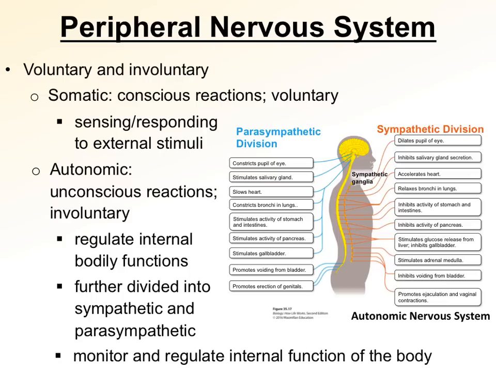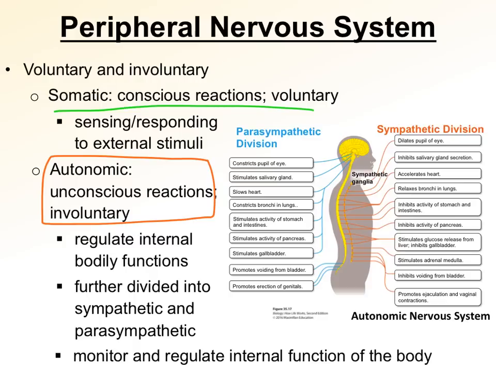Things that are voluntary are considered somatic. This is your conscious response to things, your ability to respond to the external environment. And then we're going to talk a little bit more about things that are unconscious, involuntary, and these are autonomic. These are things that regulate your internal body functions, and they can be divided even further into your parasympathetic and your sympathetic branches. They help to monitor internal functions.